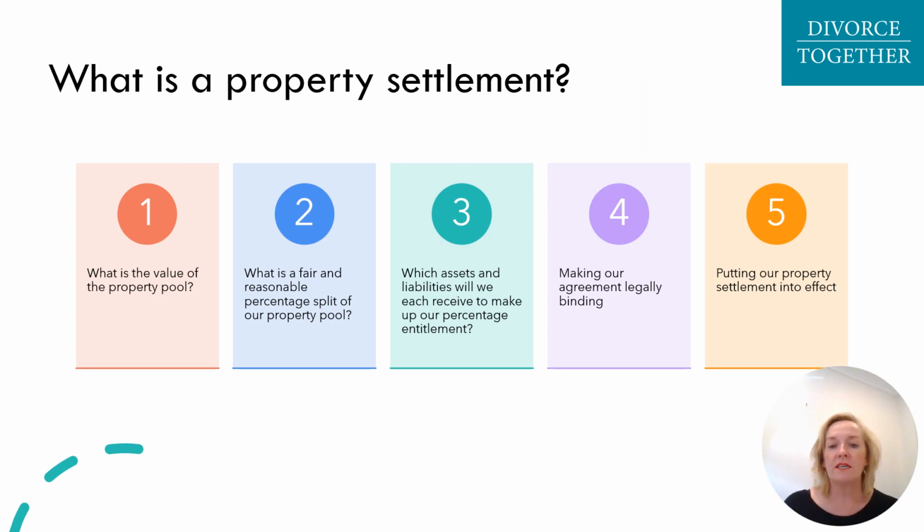There are 5 steps to a property settlement. 1. What is the value of the property pool? 2. What is a fair and reasonable percentage split of our property pool? 3. What assets and liabilities will we each receive to make up our percentage entitlement? 4. Making our agreement legally binding. And 5. Putting our property settlement into effect. Now, let's look at each step in more detail.